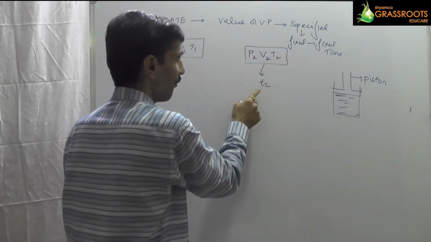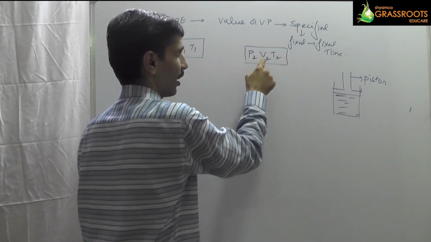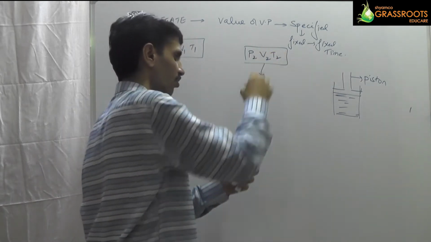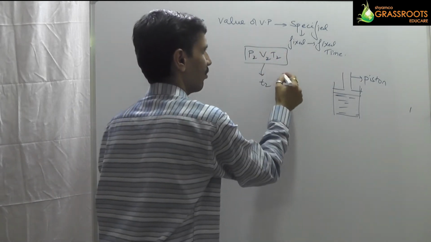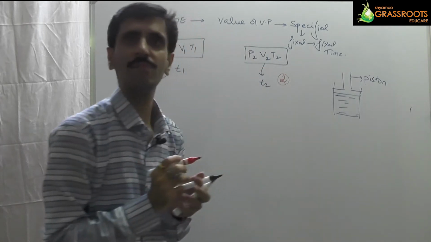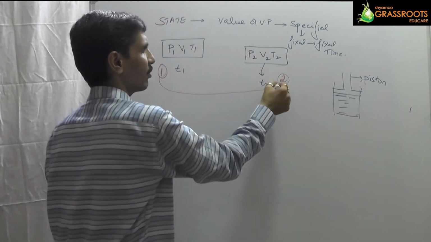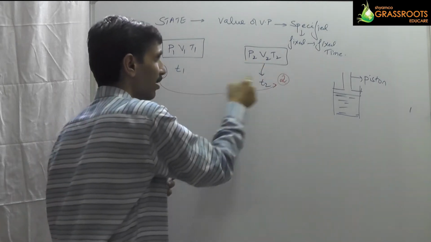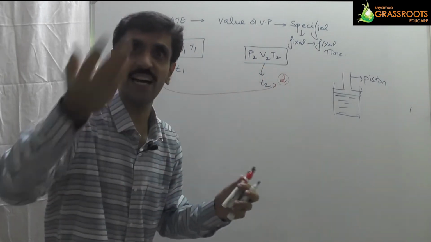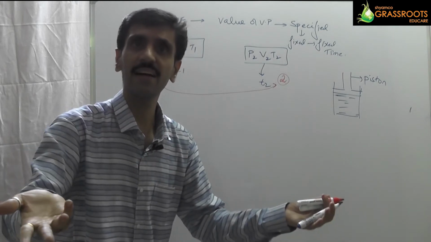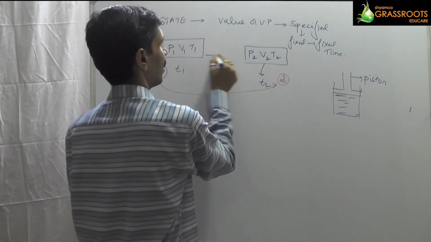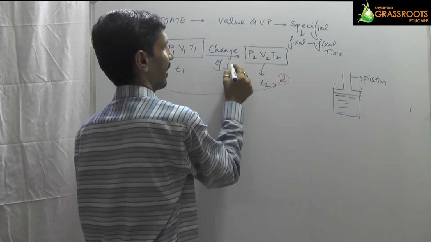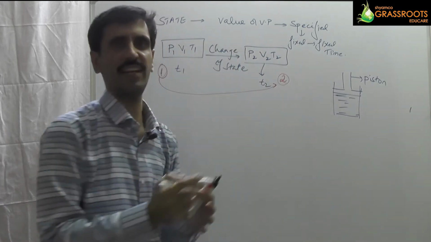Now, at a fixed time, the pressure, volume, temperature values are fixed, defined. And therefore, this is also a state. So I mark it as 2. Now, you compare state 1 and state 2. The values are different. The time is also different. So, with a change in time, the values are changing. And this, I call it a change of state.